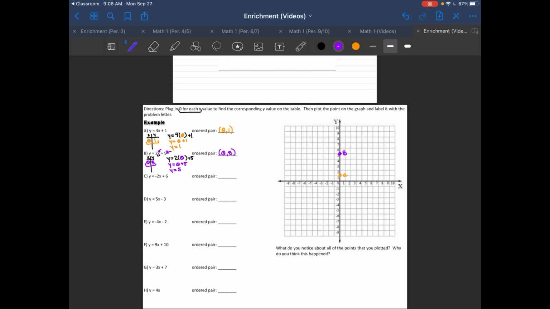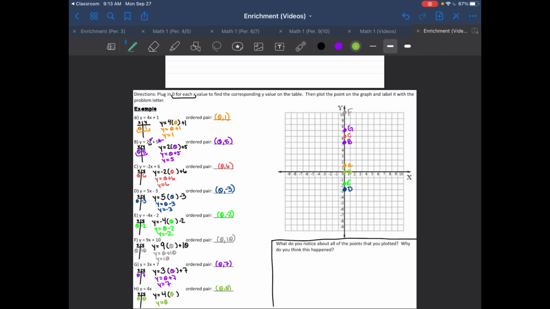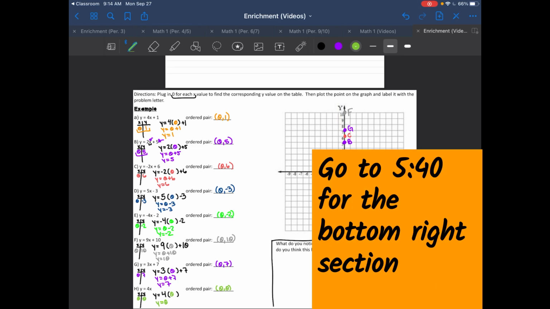So I want you to go ahead, go through all of these, and then we'll talk about this final section together. Okay, so again, pause the video, try it on your own, see how you do. All right, so here are the answers for C through H, and then I will go through all of them real quick, and then we'll go through what you notice about the points that you plotted. Why do you think this happened? If you know how to do this, look at the text below so you can just jump to the information that we put in the box.